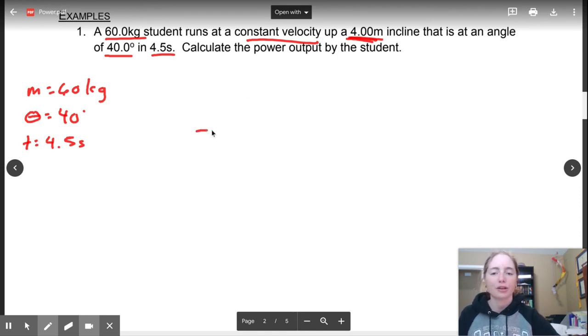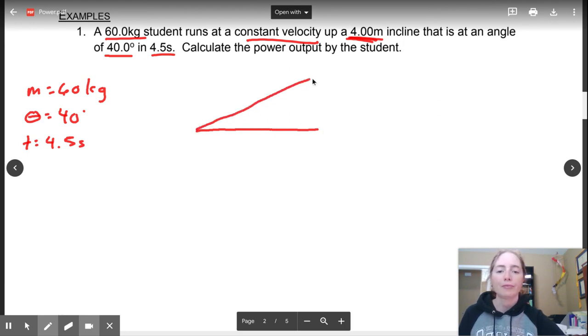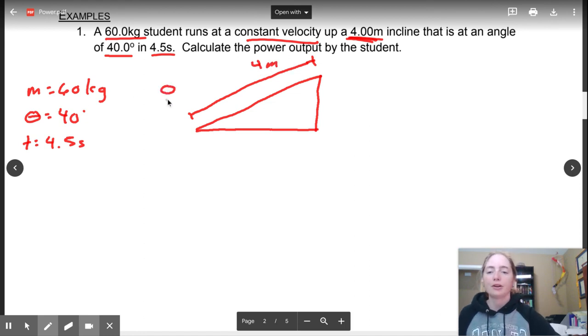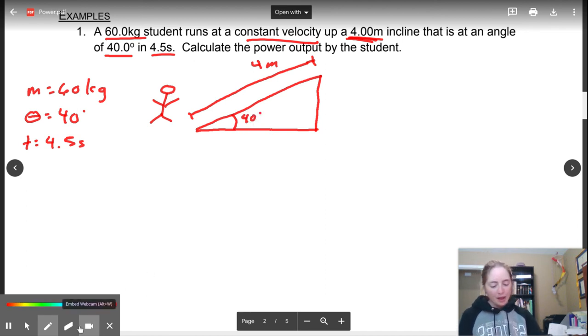So let's draw this. There's level ground. There's our incline, up a 4-meter incline. So this is 4 meters. And here is the student. And we have an angle of 40 degrees here.